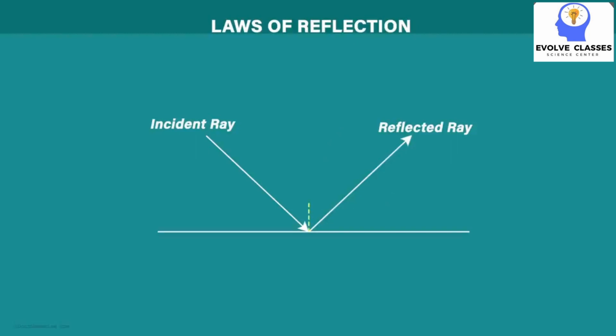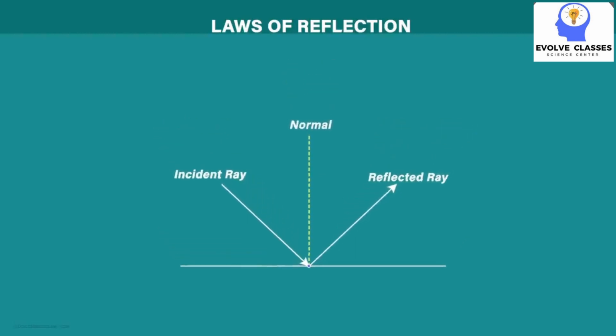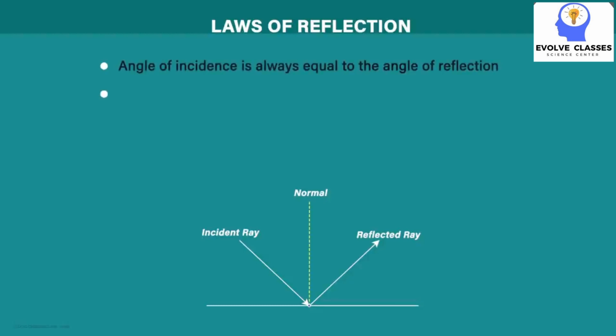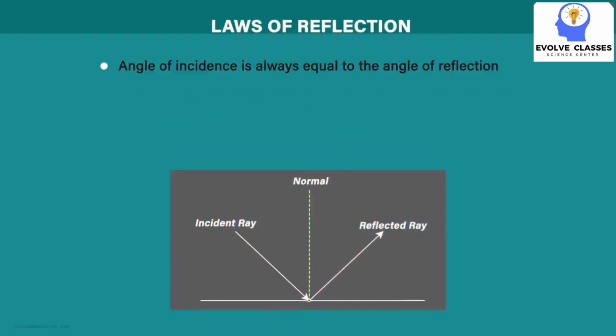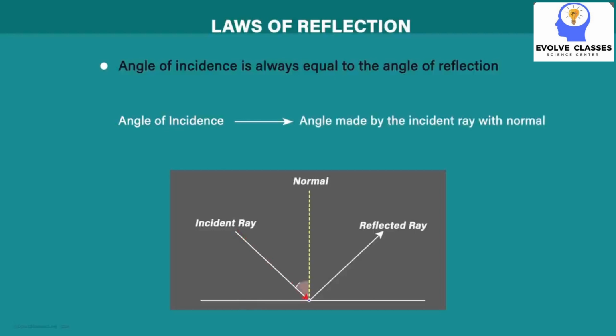Draw a perpendicular to the surface at the point of incidence. This line is also called normal. Here are the two laws of reflection that any light ray obeys. To understand the first one, we first need to know what angle of incidence and angle of reflection are. The angle of incidence is the angle made by the incident ray with the normal.